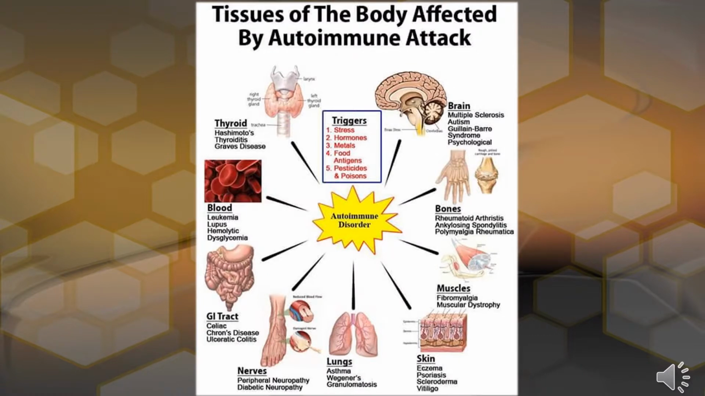And here I have another diagram of just tissues that are affected by autoimmune attack. We see a thyroid, again highlighting Hashimoto's thyroiditis and Graves' disease. The brain, which is related to multiple sclerosis, autism, Guillain-Barré, GI tract diseases, nerves, lungs, skin, blood, along with some triggers including stress, hormones, metals, food, antigens, pesticides. It can all be interlinked, and no system is safe from autoimmune response.